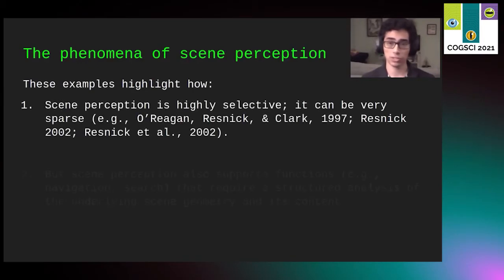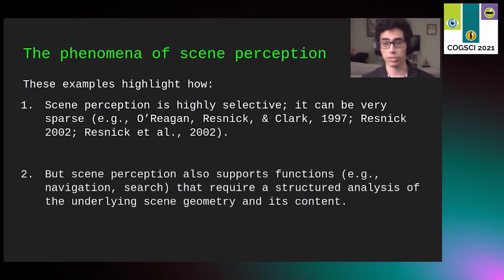Many changes in a scene go unnoticed if those changes occur during a blink or saccade, but at the same time, scene perception supports ecologically critical functions such as navigation, which requires a detailed analysis of scene geometry, including paths to points of interest and the obstacles along the way.